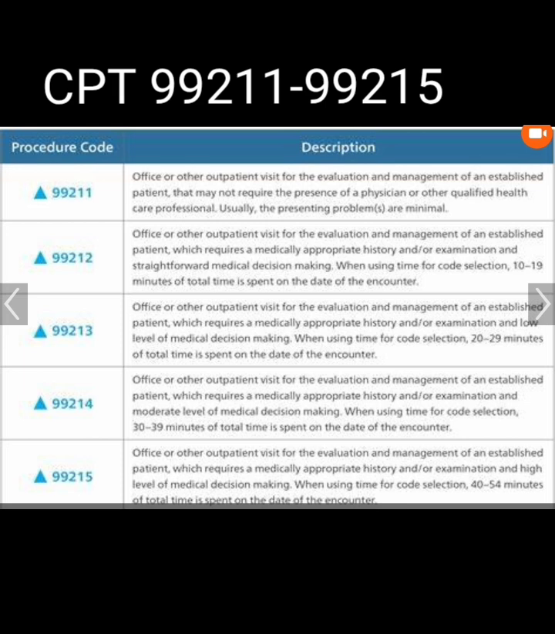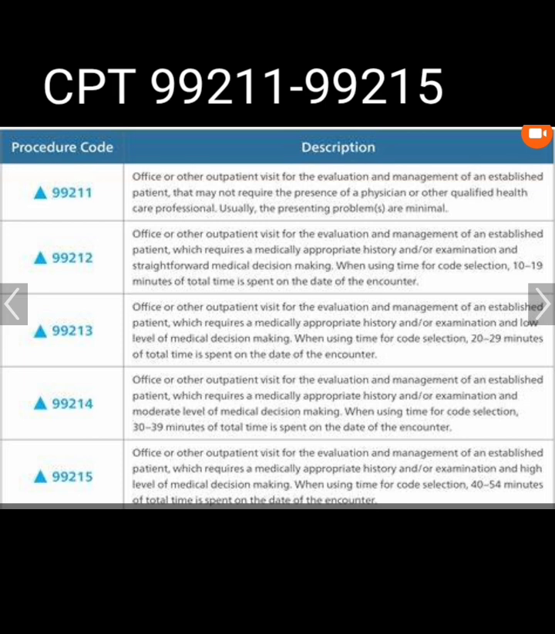So a lot of bigger practices may use 99211 if they're just seeing a nurse, but in my practice, we do not. So you have to base that on whether or not your patient is seeing an unlicensed professional. All right, so let's go to 99212.